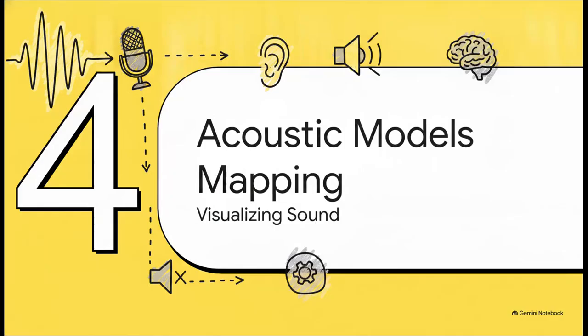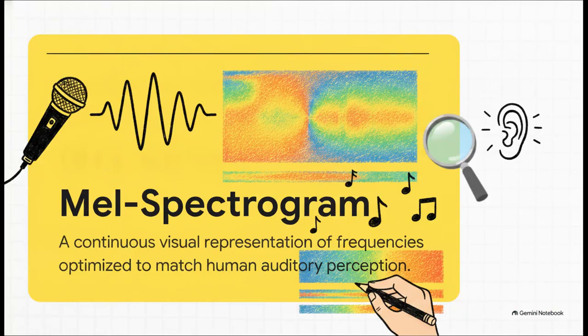All right, Section 4. Acoustic models, mapping sound. With our rich linguistic blueprint in hand, we arrive at the acoustic model workstation. This acts as the crucial bridge between abstract text and physical audio. The model takes our sequence of phonemes and translates them into an acoustic representation, most commonly a Mel spectrogram. This is essentially a visual map of audio frequencies over time, mathematically optimized to match how the human ear actually perceives sound. You can think of this as complex, highly detailed sheet music generated exclusively for our AI system.